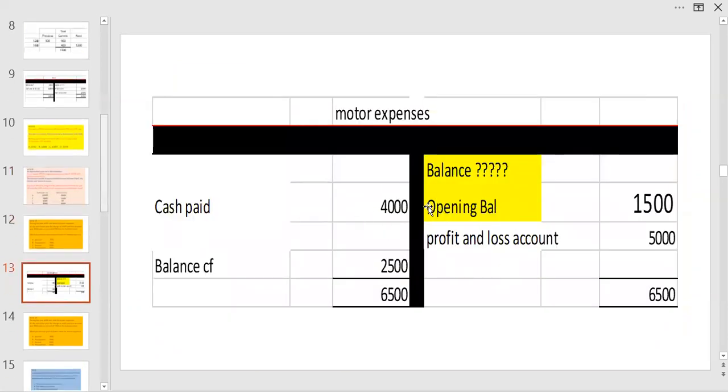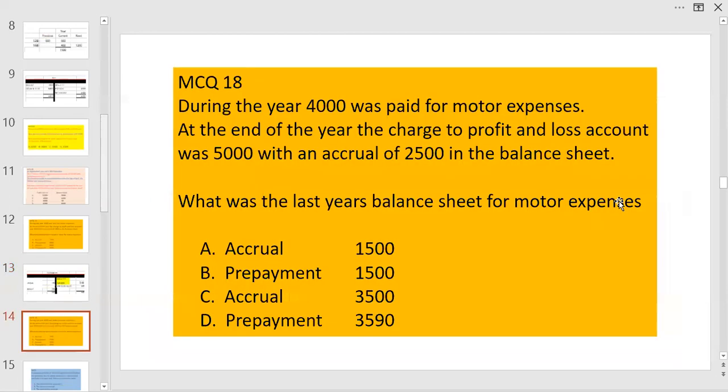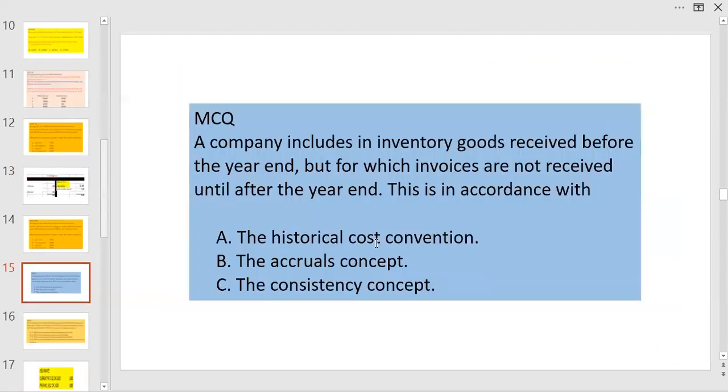Cash paid 4,000, transfer to profit and loss account 5,000, provision for accrued expenditure in the end 2,500, and therefore the difference is 1,500, which obviously represents the opening balance or the opening accrued expenditure. The answer is A.